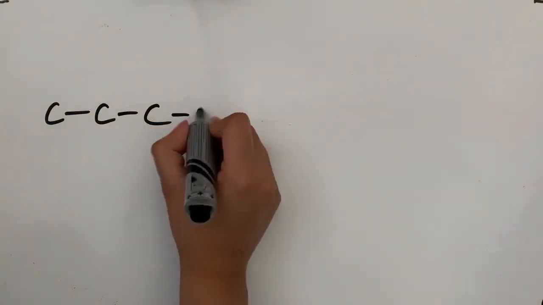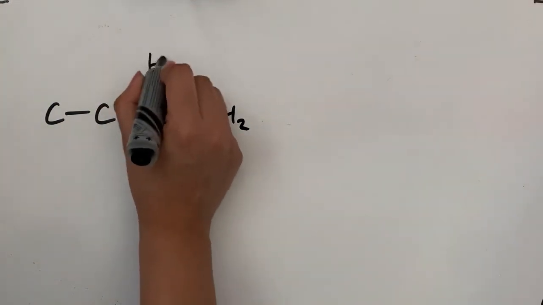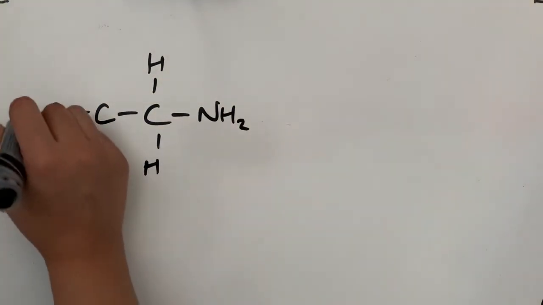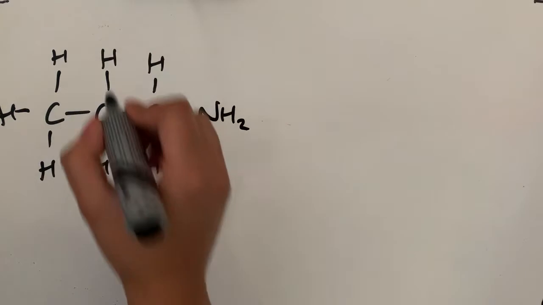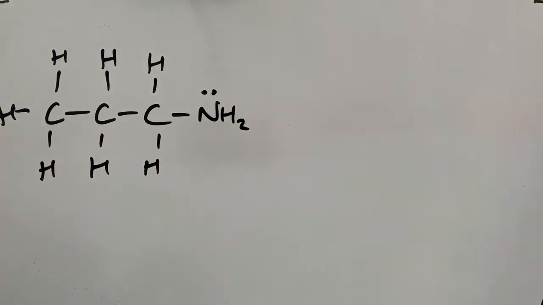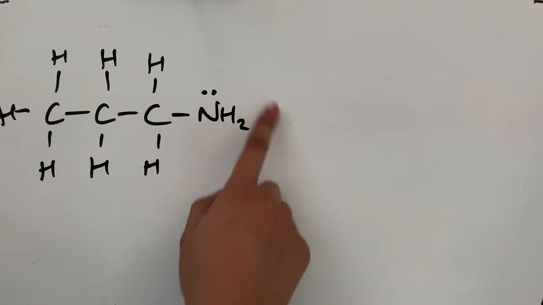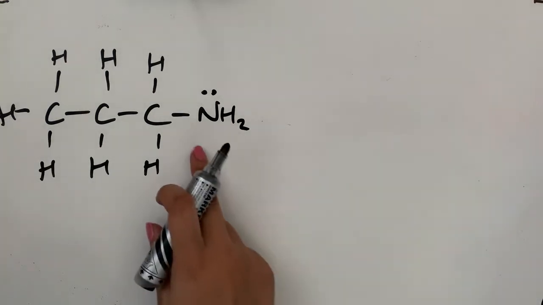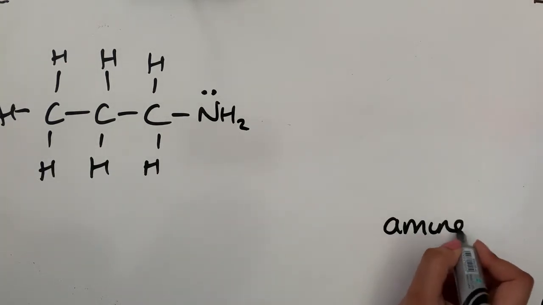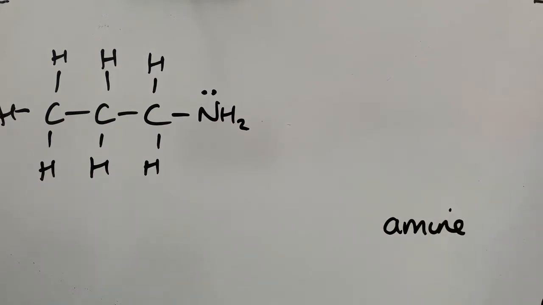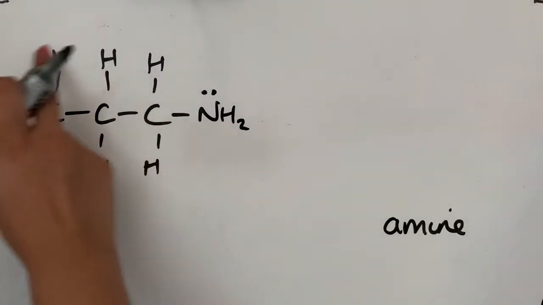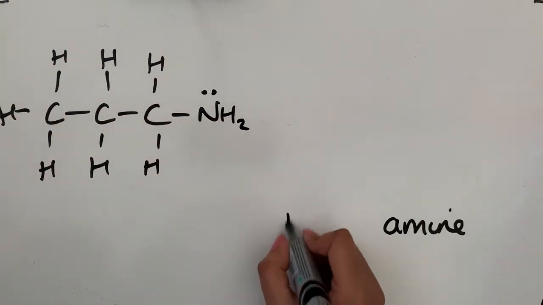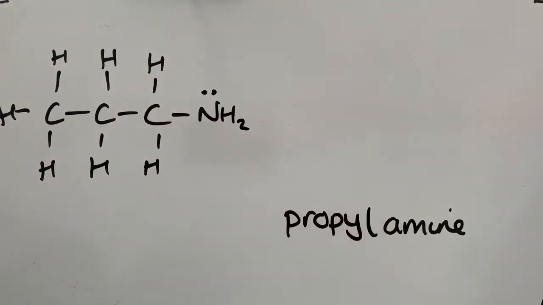Moving on, let's just extend the chain. So we've got our amine group at the end of this 3-carbon chain. In this one, again, the parent is amine because it's found on carbon number 1, and it is a primary amine. In this case, this part here is just the alkyl chain. It's 3 carbons, so this is simply propylamine.